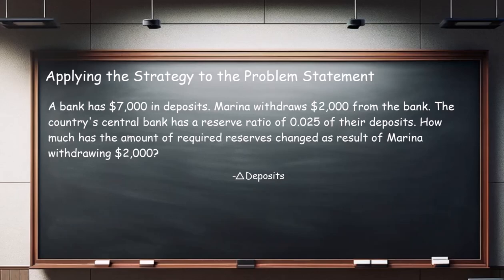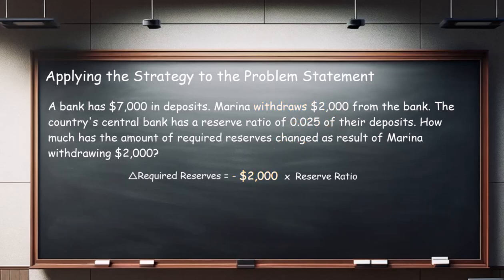1. Write the formula for calculating the change in required reserves. Since Marina is withdrawing money from the bank, the change in the bank's deposits is negative. So, let's use the formula. Change in required reserves equals minus change in deposits times reserve ratio. 2. From the problem statement, locate the change in the deposit amount and substitute it into the formula. In the problem statement, Marina withdraws money from the bank. Its total deposits will decrease. Since Marina's withdrawal decreases the bank's deposits, let's substitute a negative $2,000 from the problem statement into the formula for the deposit.